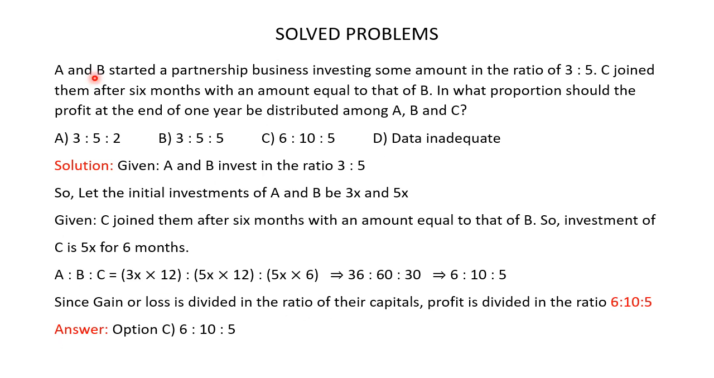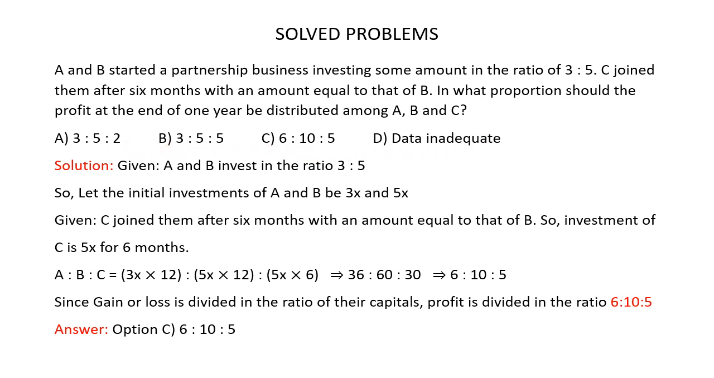A and B started a partnership business investing some amount in the ratio of 3 is to 5. C joined them after 6 months with an amount equal to that of B. In what proportion should the profit at the end of 1 year be distributed among A, B and C? Here you are given four options and you have to find out which of these options is the correct one.